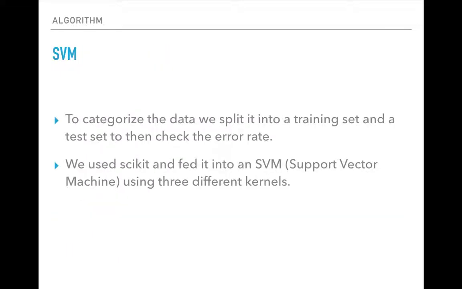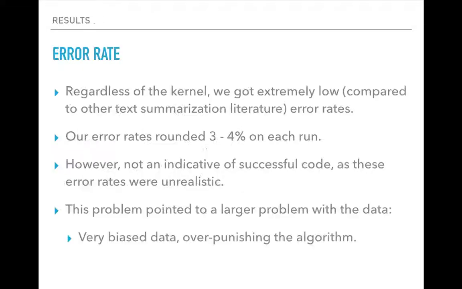After getting the features, we use SVM to categorize the data. First, we split into a training set and a test set. Then we check the error rate. We used scikit and fed it into an SVM, support vector machine, using 3 different kernels. After feeding our data into the SVM, we were able to calculate error rates.